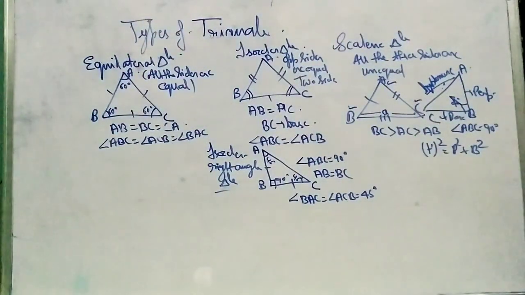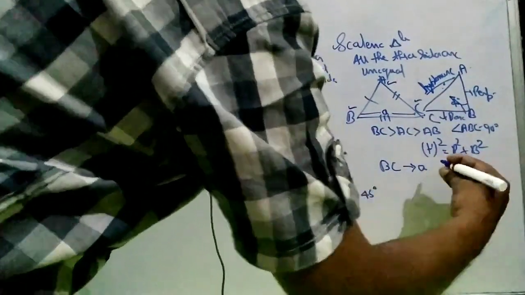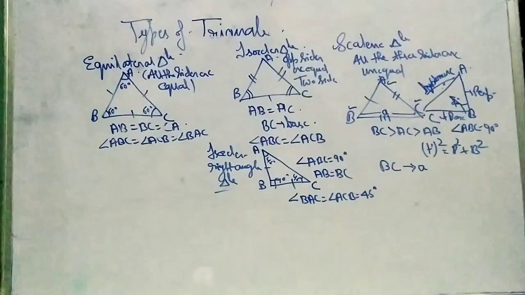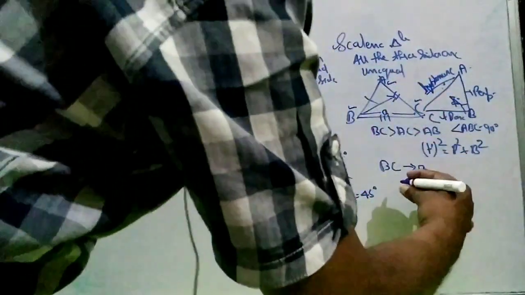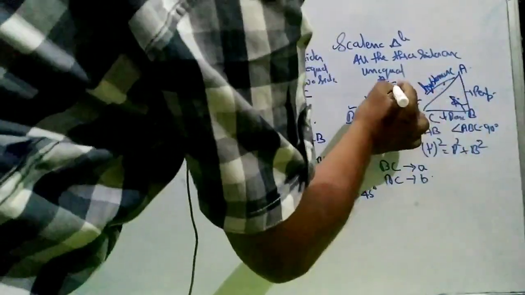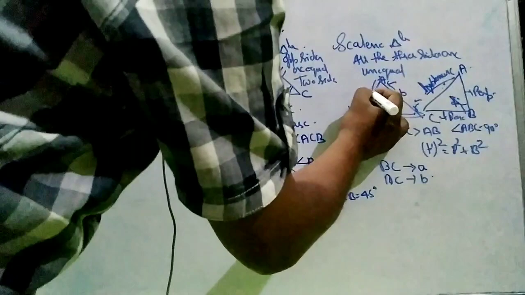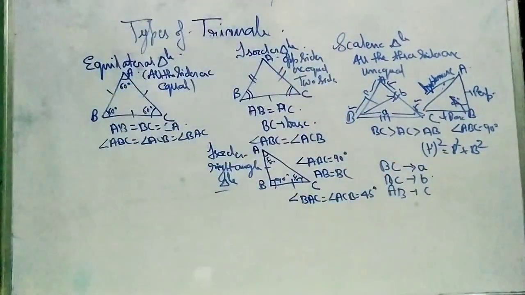Small a represents the side BC. The side BC will be represented by small a. Small a is also indicating the sides. AC will be represented by small b, this side, and small c will be representing the side AB.